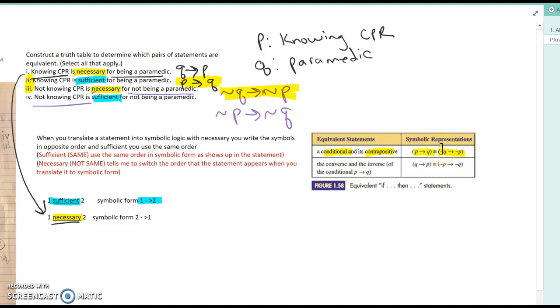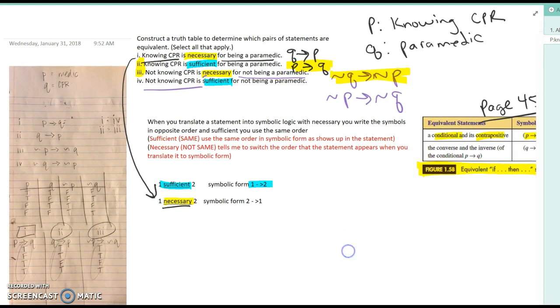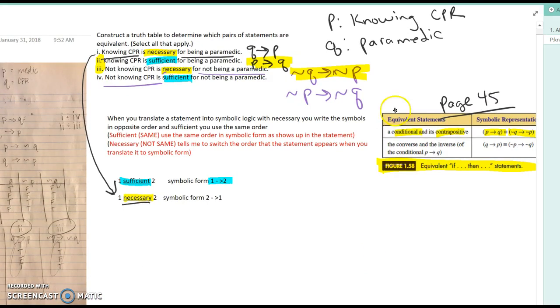they are equivalent statements from this table, figure 1.85, and this is from page 45 in your book. So you don't have to use the truth table because this nice little table shows you equivalencies for the 4 different statements: the conditional, the contrapositive, the inverse, and the converse being equivalent.